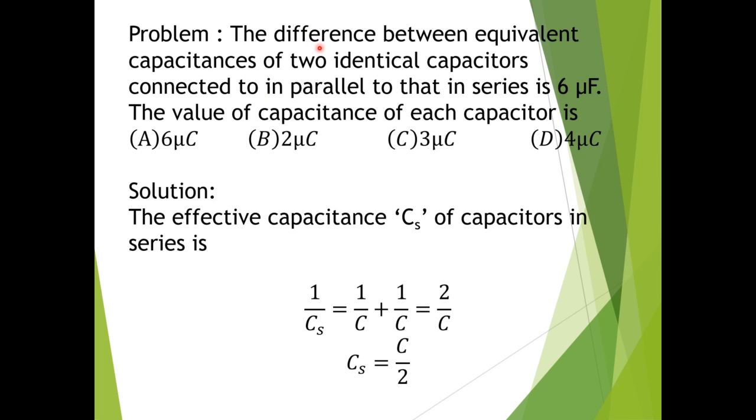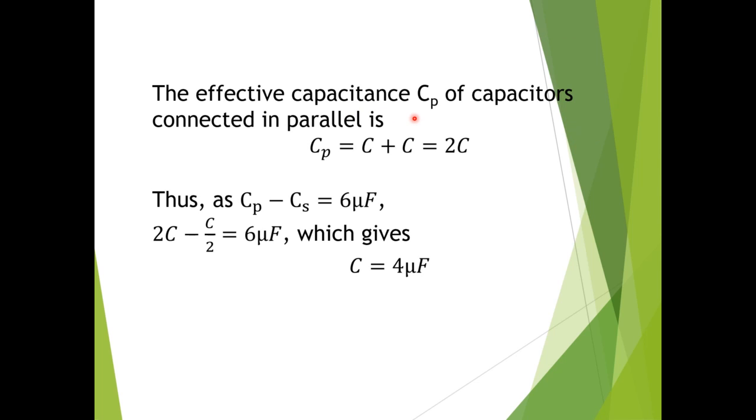We have the difference between equivalent capacitances of two identical capacitors connected in parallel to that in series is 6 microfarad. So what is the value of capacitance of each of the capacitors? So the effective capacitance when the capacitors are in series, let's call this CS. So 1 over CS is 1 over C plus 1 over C. That's how we write the effective capacitance. So we get CS as half of C. Now for parallel effective capacitance, we just add the capacitance, so it's twice C.